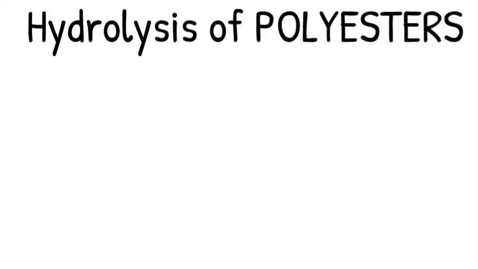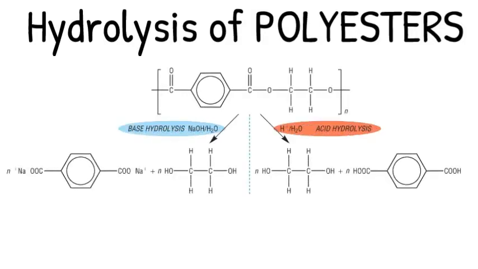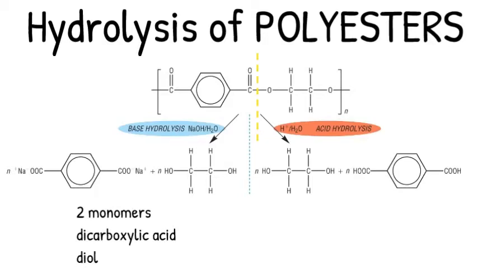Taking a look now at the hydrolysis of polyesters, having a look at a typical polyester here, again we need to find the functional group, which this time is an ester. We need to draw a line down the center of it to show where it splits, and again, whether we hydrolyze it in base or acid, it will separate to two monomers. This time we have a dicarboxylic acid and a diol if we've hydrolyzed it in base, and also if we've hydrolyzed it in acid, we also get two monomers, a dicarboxylic acid and a diol.